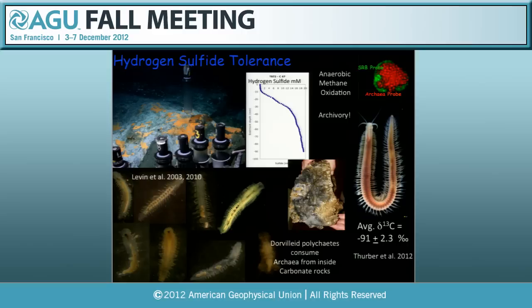And living happily in those sediments are a host of worms. These are Dorvilleid polychaetes, which are amazingly tolerant to those high sulfide levels. And each has a slightly different diet, as indicated by different stable isotope signatures. And the most amazing of these is this Dorvilleid species here. It lives inside carbonate rocks that are precipitated by this microbial consortia. And this may be the world's first archivore, an animal that lives primarily off archaea. And it's reflected in its stable carbon isotope signature with a delta C13 value of minus 91. It's deriving most of its nutrition from carbon fixed by archaea, which have very, very isotopically light lipids.